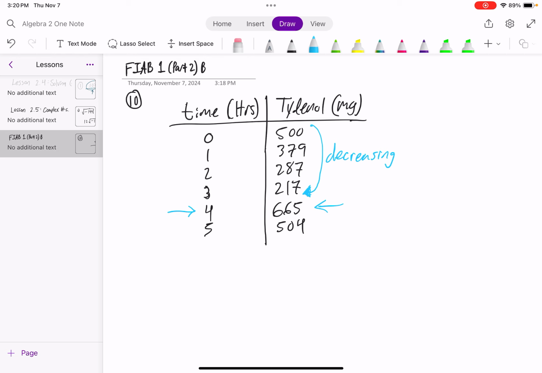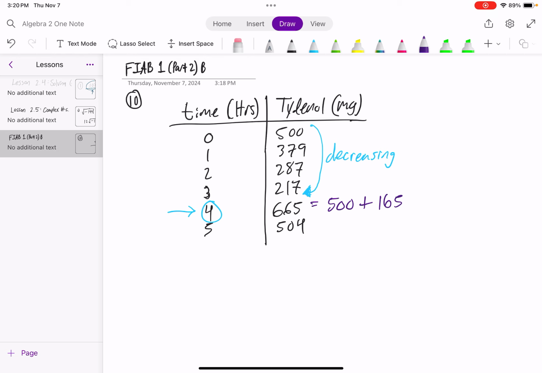Now let's read this problem to make sense of it. In a particular patient, the half-life of Tylenol is 2.5 hours. The patient takes the first dosage at 500 milligrams and another dosage of 500 4 hours later. So at the 4th hour, he took another 500. This is 500 plus what was remaining, which is 165 if you subtract.